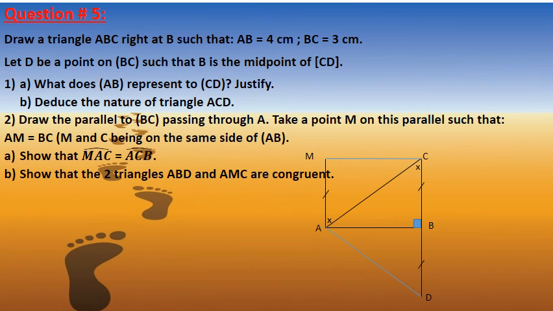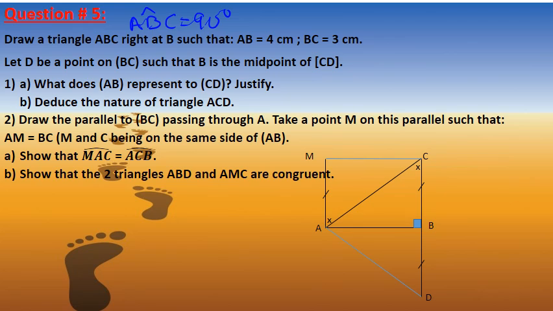Now in question number 5 we should draw a triangle ABC right at B. What does right at B mean? That angle ABC is equal to 90 degrees such that AB equals 4 cm and BC equals 3 cm. We draw using a long ruler and a protractor. So we draw a triangle ABC right angled at B.